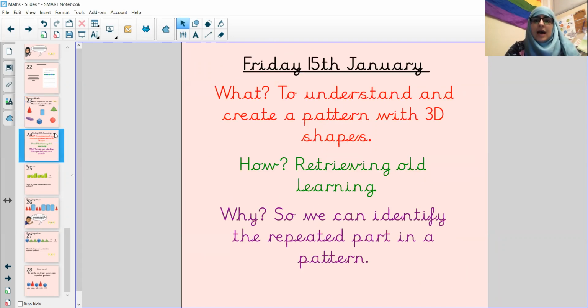Let's go through our what, how, and why. Yesterday we were looking at creating patterns for 2D shapes. Now our what today is to understand and create a pattern with 3D shapes. Again, I know this is going to be a little bit difficult without the shapes in front of you, but I have a plan. How: retrieving our learning, because we know the names and the properties of 3D shapes. Now we're going to create a repeated pattern. Why? So we can identify the repeated part in a pattern.